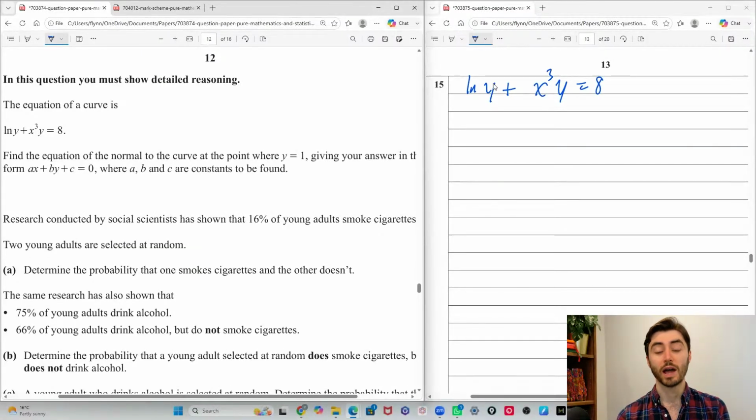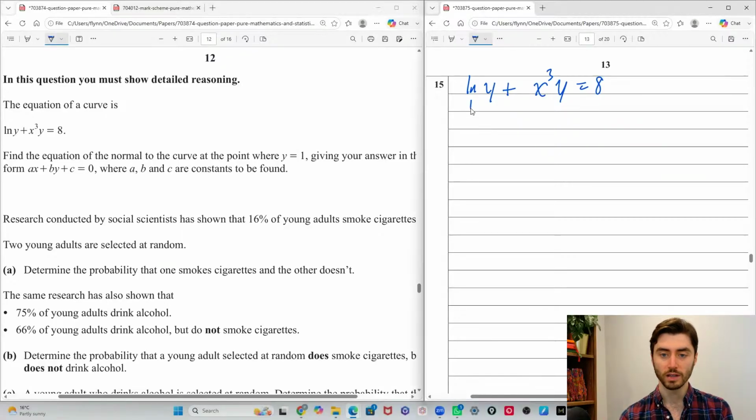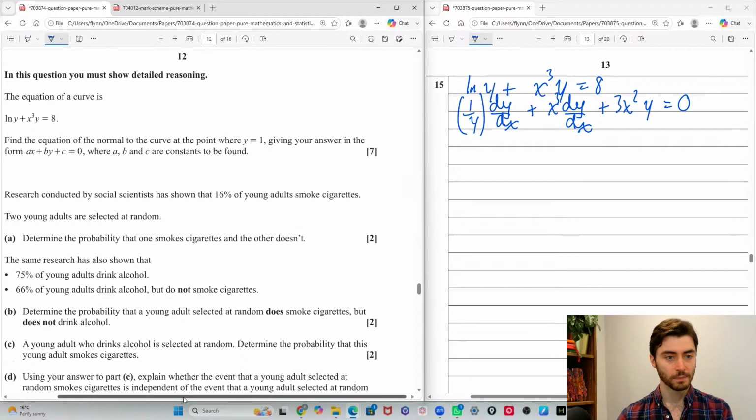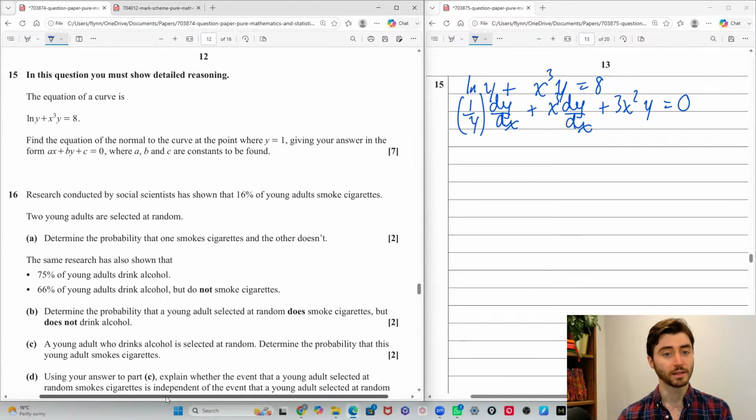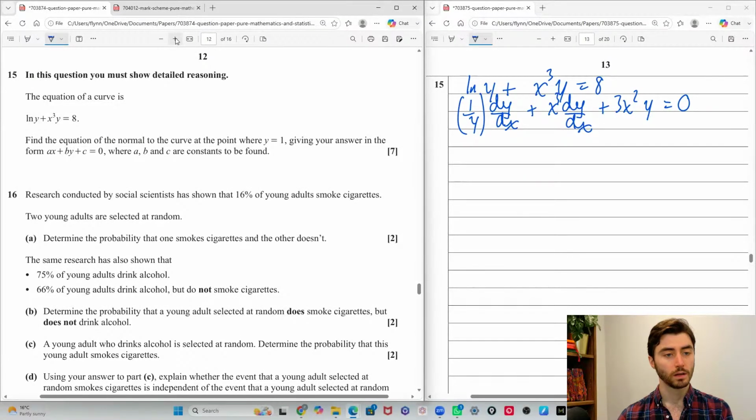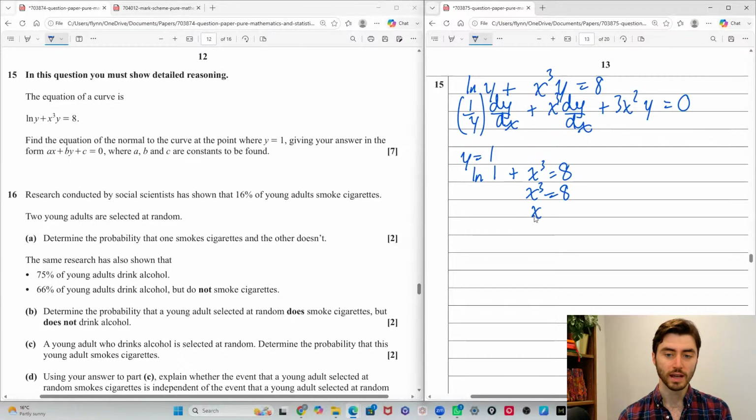So here, I always do d thing dy, dy dx. So d thing dy is 1 over y times dy dx. And this is first d second, plus second d first. And that 8 differentiates to 0. At this point, I'm going to substitute immediately. Oh, no, I can't. Oh, yes, I can. Because when y equals 1, we get that ln 1 plus x cubed equals 8, and ln 1 is 0, which means that x cubed is equal to 8, which means that x is equal to 2.